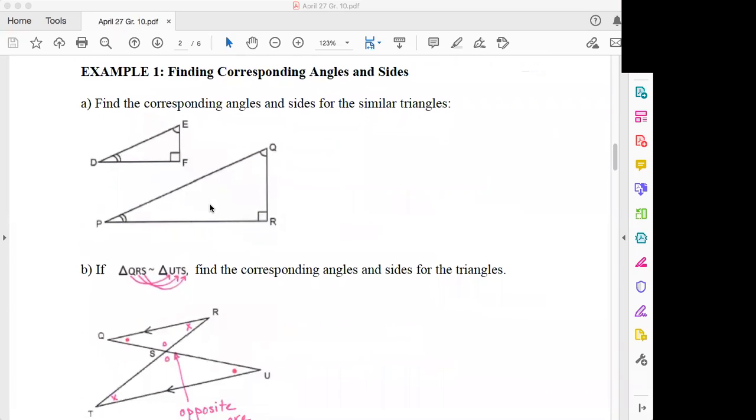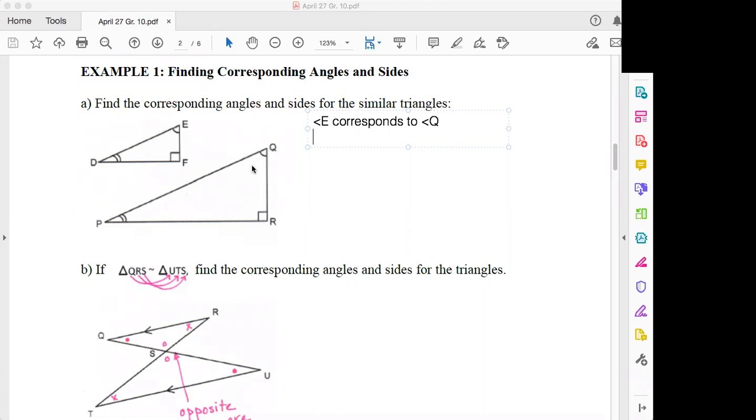So example number one says find the corresponding angles and sides for the triangles. When we go to state an angle, it's kind of similar to a triangle in ways. Actually, I'm going to type this out. Okay, so our angle E right here is going to be the same angle as Q. So we would write E corresponds to our angle Q.